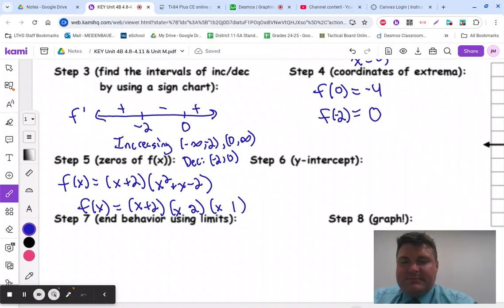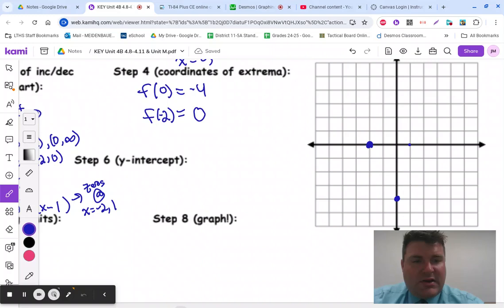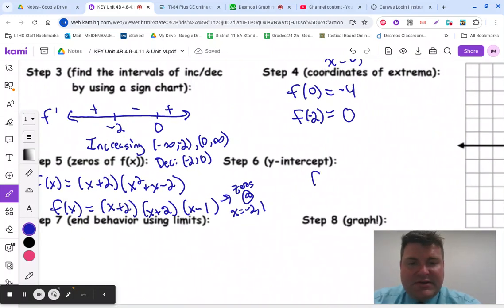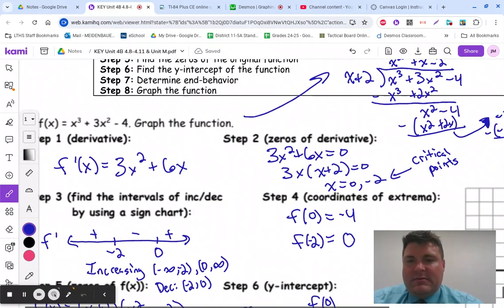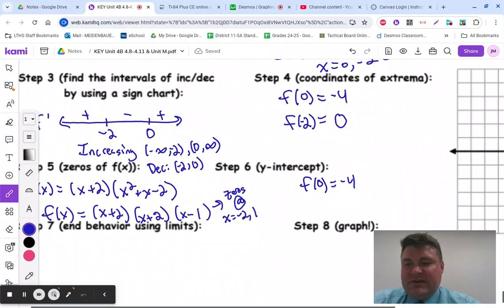That gives me 1, positive 2, negative 1. So that gives me zeros at x equals negative 2, which I already knew, and then 1. At 1, I have a 0 right here. What's the y-intercept? That's just plugging in a 0 to the OG. So I'm going to get negative 4, which I already have. I already found the y-intercept.